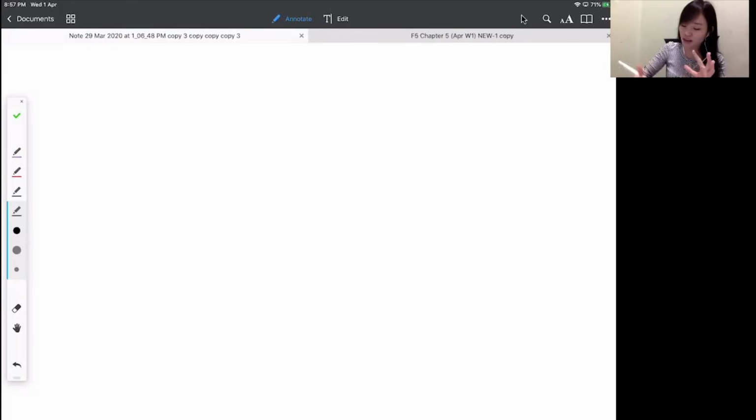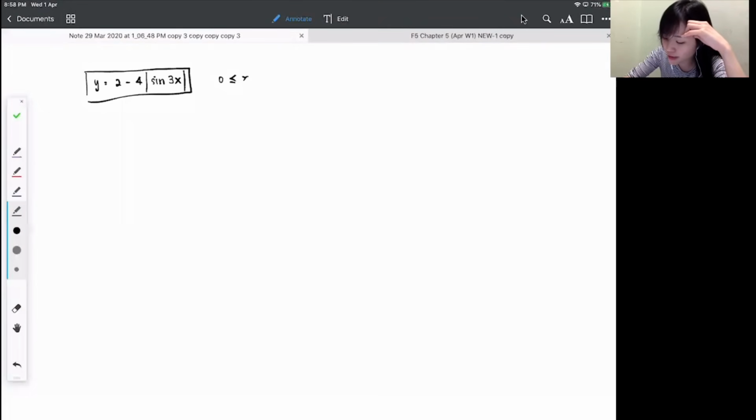Can you take out any blank space that you have? Try to draw this for me, my dear. So y equals to, let me come up with one example that will combine all the above. 2 minus 4 modulus sine 3x modulus, from 0 until 3 over 2 pi. Don't ask me, teacher, where this question comes from. It comes from my head, okay, my dear? I just want you to draw it out, okay?